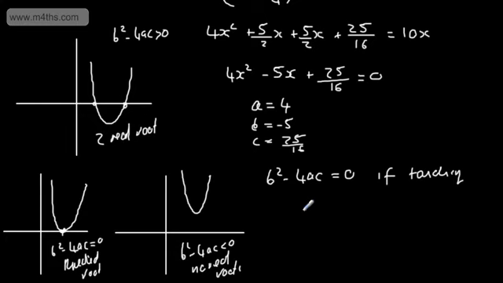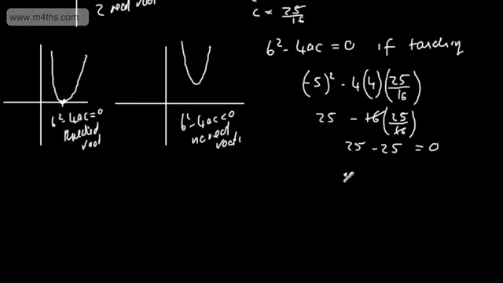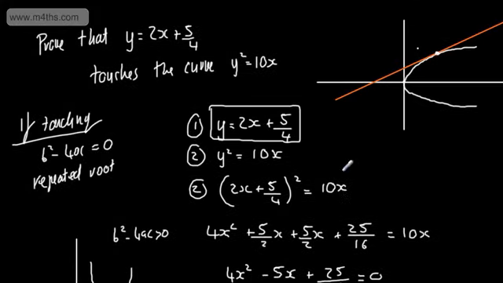So we've got b squared, which is minus 5, and we need to square that, minus 4a, which is 4 lots of 4, and then we're going to have c, which is 25 over 16. So we've got 25, and then minus 16 lots of 25 over 16. They're going to cancel, so we've got 25 minus 25, which is equal to 0. Therefore, the discriminant is 0, therefore, touching. That's a nice example of how we could use simultaneous equations, rearrange, use our other knowledge from the discriminant, and deal with quite a tricky problem.